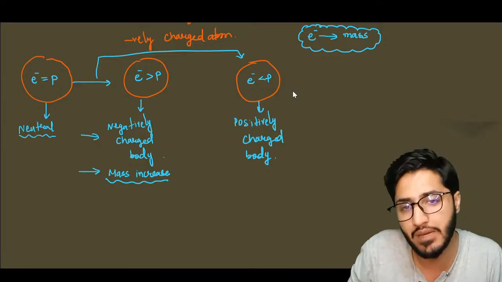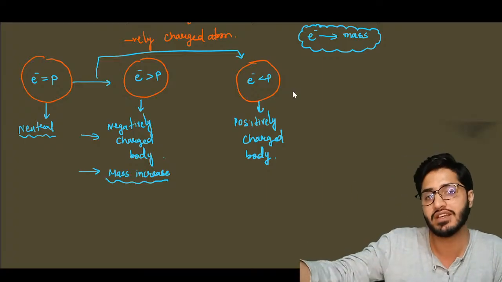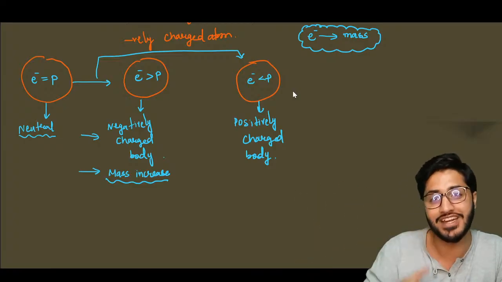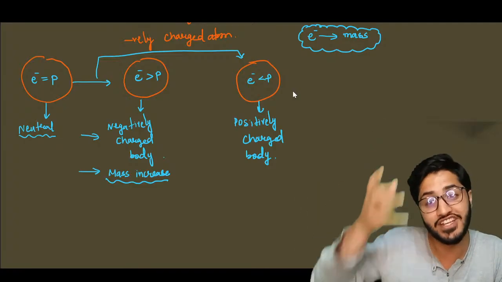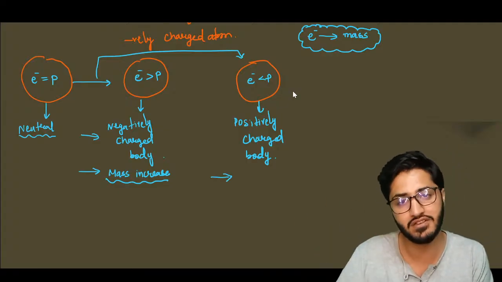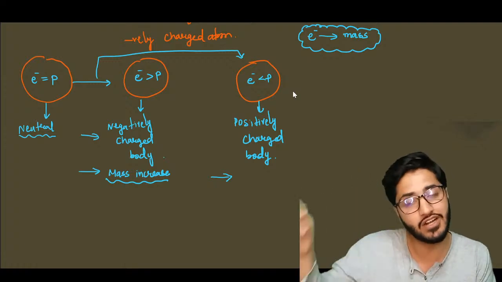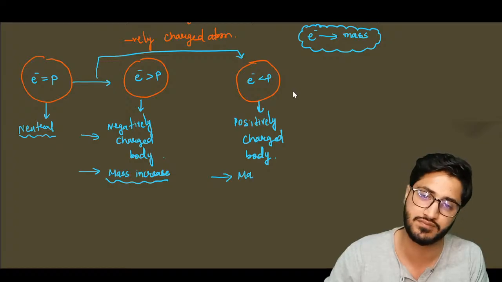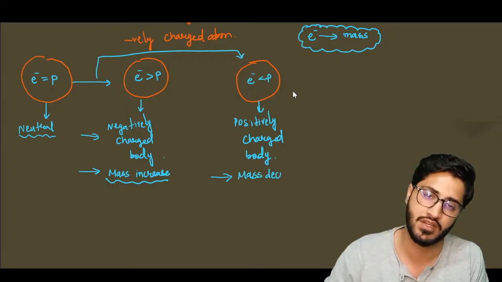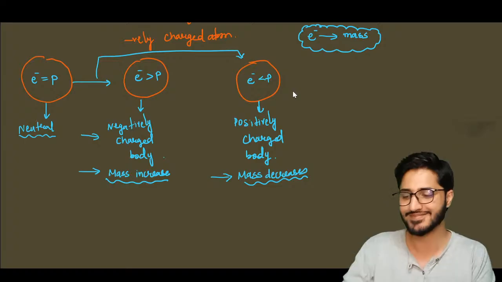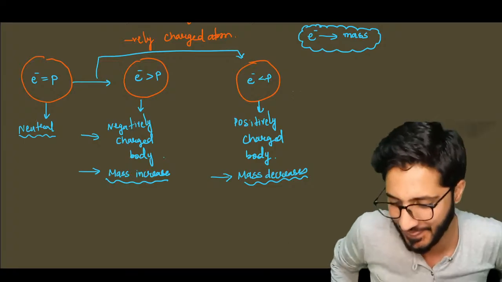How will the body become positively charged? When you are taking an electron from the object, its mass will decrease. Sorry, when you are giving electrons, mass will increase. When you are removing electrons, mass will decrease. Done. Easy, no? Easy or very easy?